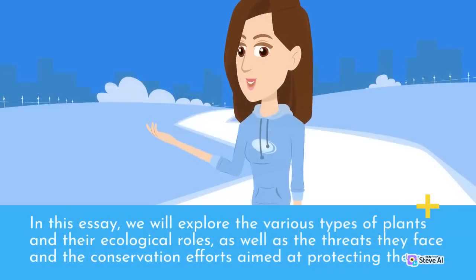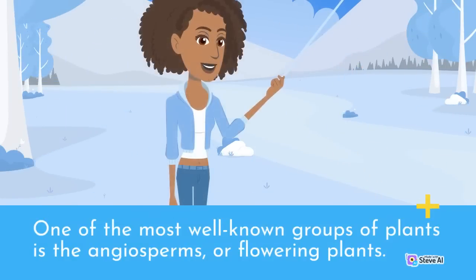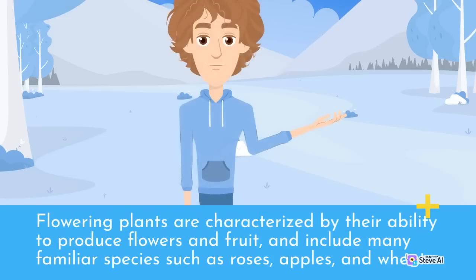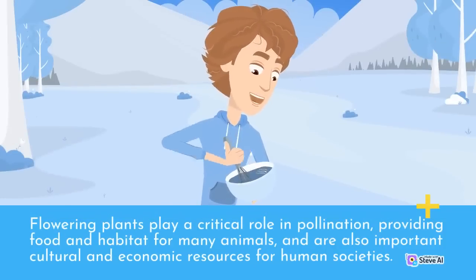In this essay, we will explore the various types of plants and their ecological roles, as well as the threats they face and the conservation efforts aimed at protecting them. One of the most well-known groups of plants is the angiosperms, or flowering plants. Flowering plants are characterized by their ability to produce flowers and fruit, and include many familiar species such as roses, apples, and wheat. Flowering plants play a critical role in pollination, providing food and habitat for many animals, and are also important cultural and economic resources for human societies.